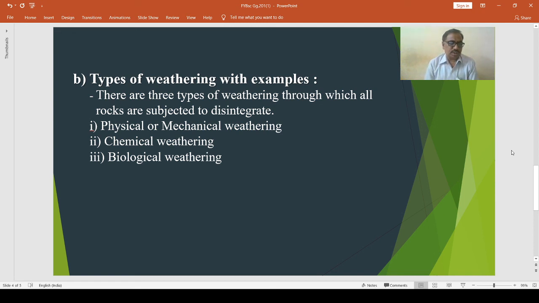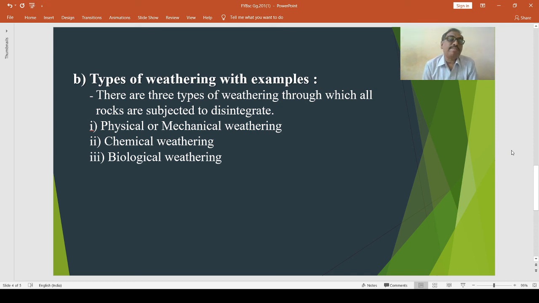Then shattering. This type of weathering process takes place in hot desert areas. It is the result of a disintegration of rock into different sizes and shapes due to stress. This process is called shattering. The rocks are shattered due to sudden light showers in the hot deserts.